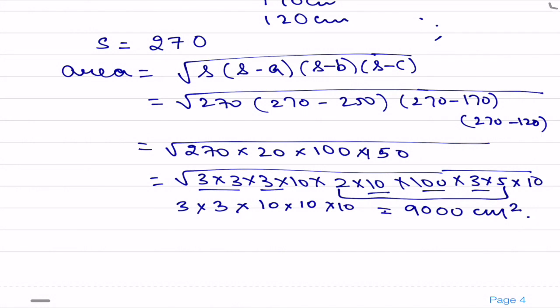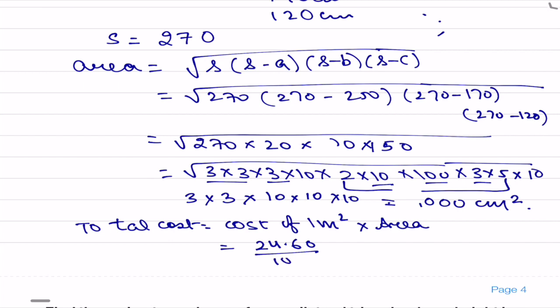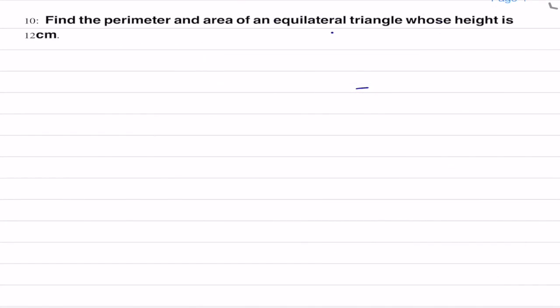Next part is also find the cost of cultivating the field at rupees 24.60 per 100 square meter. So as we know, the total cost is always cost of 1 square meter into the total area. So cost of 1 square meter is 24.60 upon 100, because it was given per 100 square meter, into area is 9000. So when we solve, we see the total cost is 2240 rupees. Now see the next question.